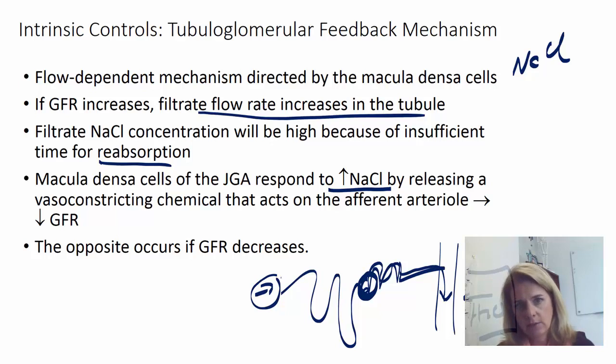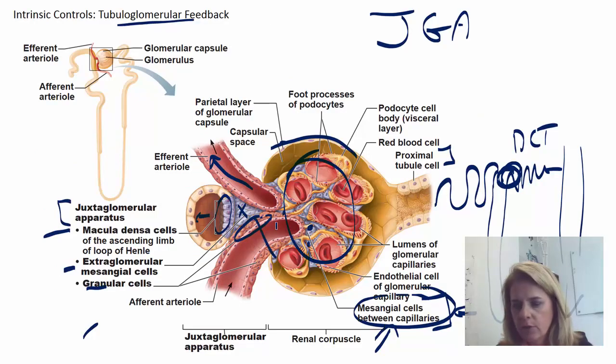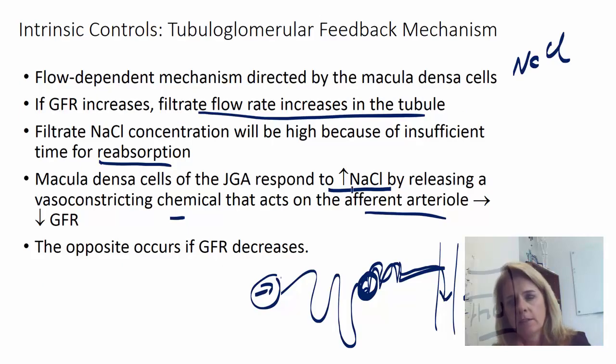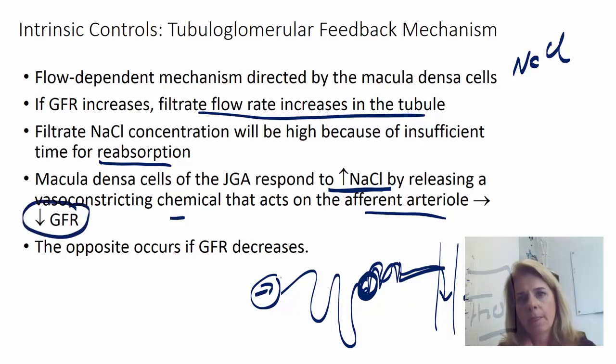So those macula densa cells are going to respond to that high sodium chloride, and they're going to release a vasoconstricting chemical that acts on the afferent arteriole. What happens if you constrict the afferent arteriole? You reduce flow rate, right? You decrease GFR. So if the macula densa cells sense too much sodium chloride in the tubule, they will send a chemical to the afferent arteriole to constrict, cut off the blood supply to the glomerulus, slow it down, and decrease the GFR. That's going to slow the flow rate through the tubule, giving time for sodium chloride to be reabsorbed.